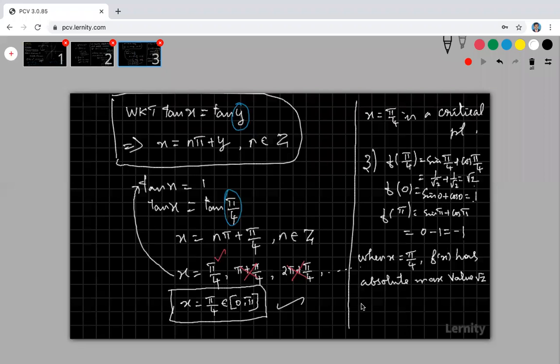And when I'm taking x is equal to pi, what is my value? The absolute minimum value is minus 1. So therefore my f of x has an absolute minimum value. What is the value? Absolute minimum value minus 1. Are you okay?